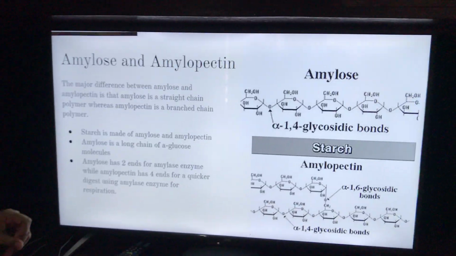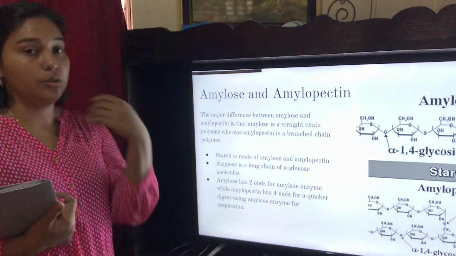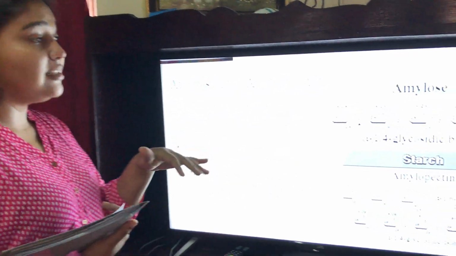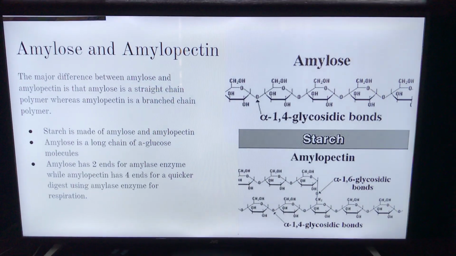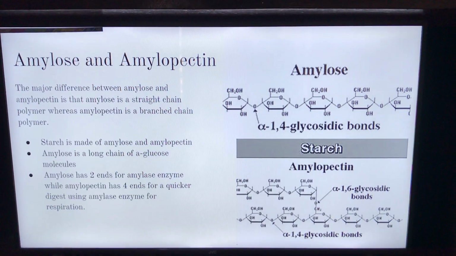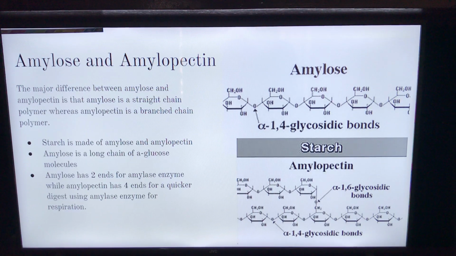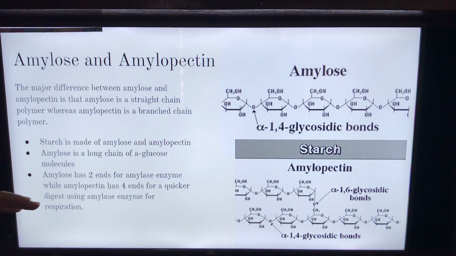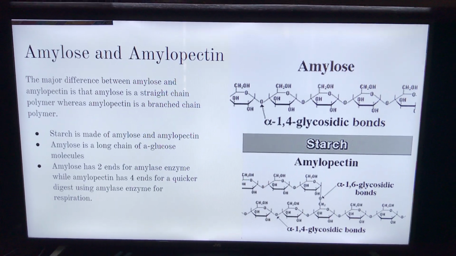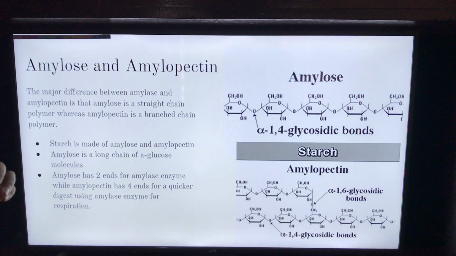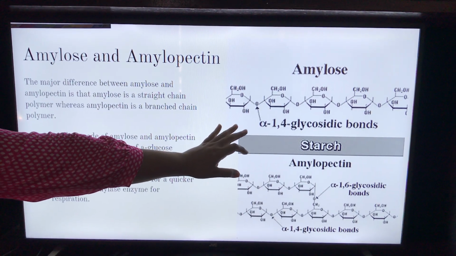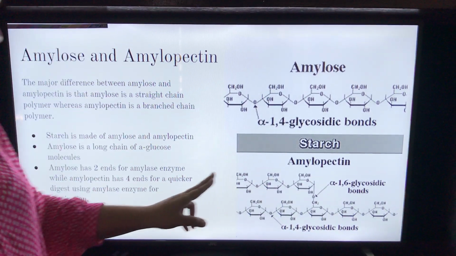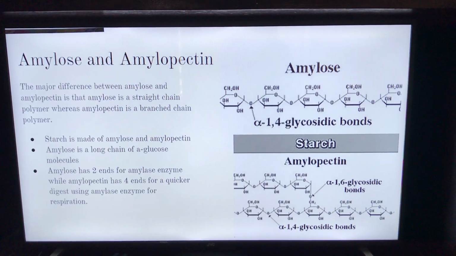Okay, next slide. So the next part of this presentation includes starch. Now starch is composed of amylose and amylopectin. Really similar, but there are specific differences. The major difference between amylose and amylopectin is that amylose is a straight chain polymer, whereas amylopectin is a branched chain polymer. An important characteristic to understand is that amylose has 2 ends for the amylase enzyme, while amylopectin has 4 ends, this end, here, and here, for quicker digestion using the amylase enzyme for respiration.